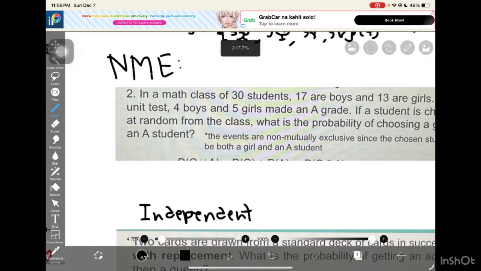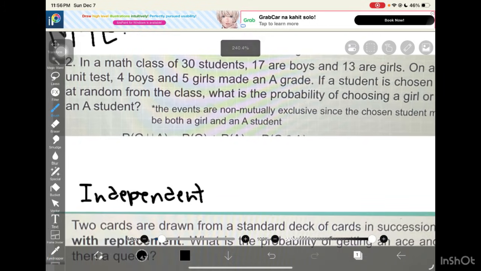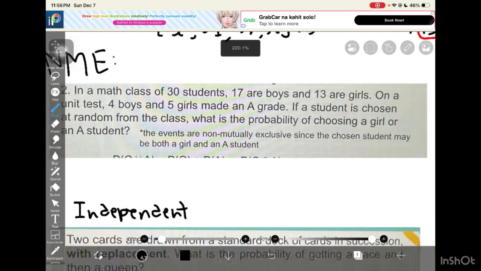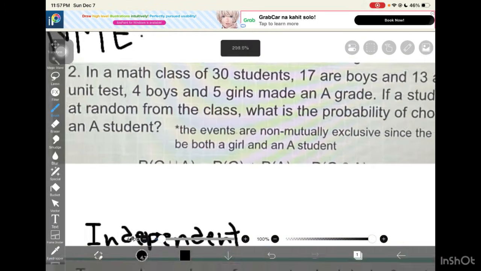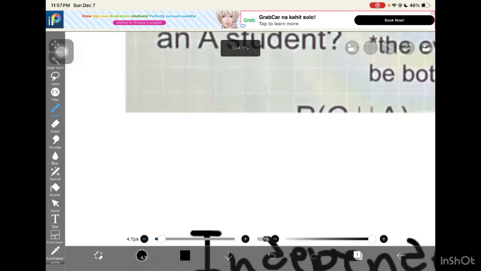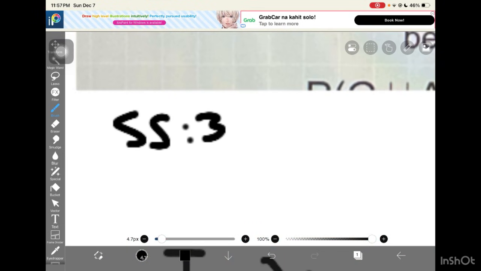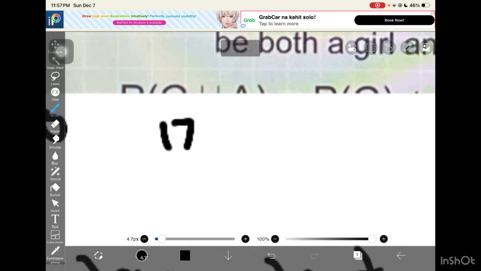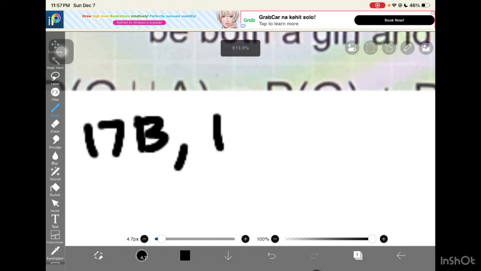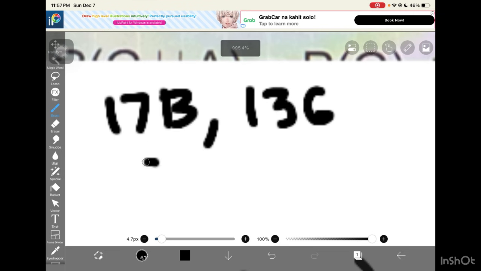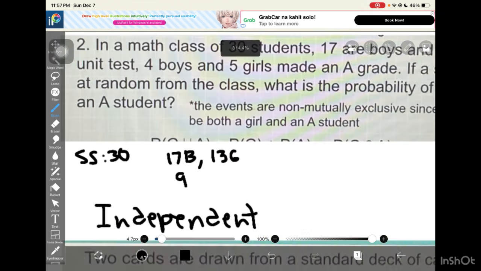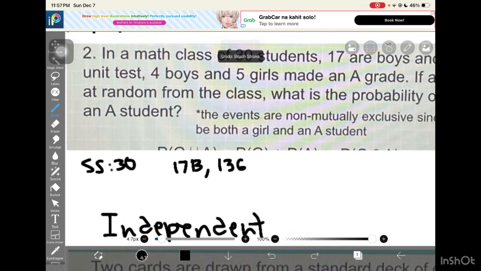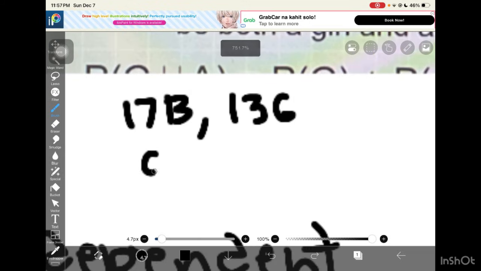So next, non-mutually exclusive event. We know that in a math class of 30 students, so let's list that down as our sample space, we have 17 boys and 13 girls. And 9 of which are, okay, 4 boys and 5 girls made an A grade. So in total, 9 A grade.